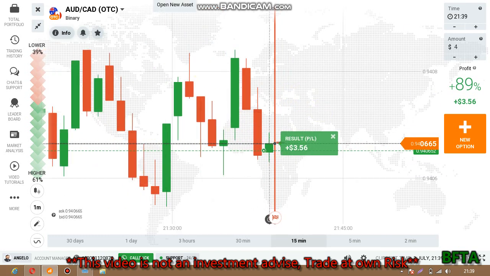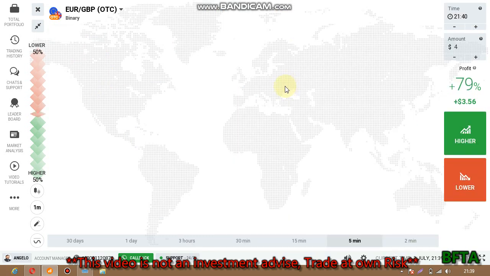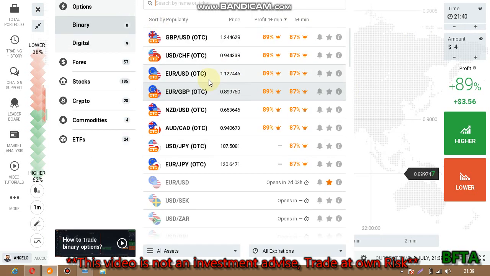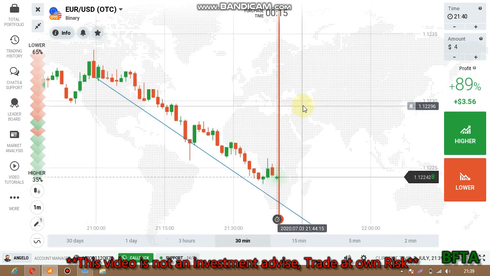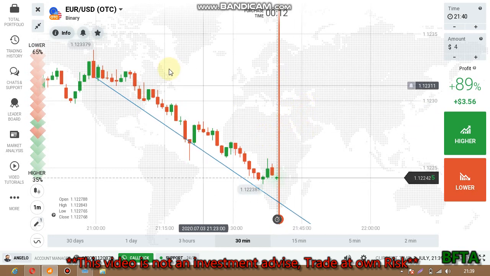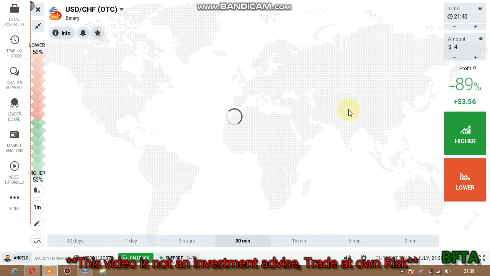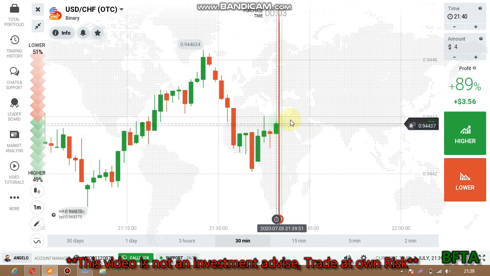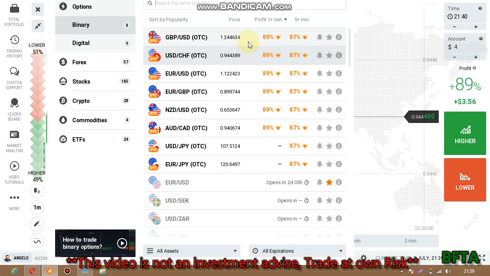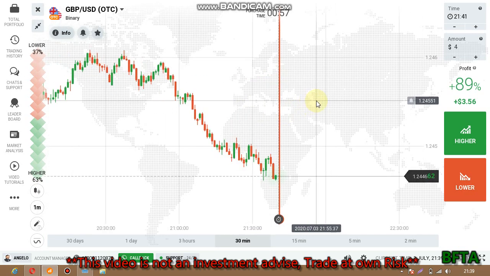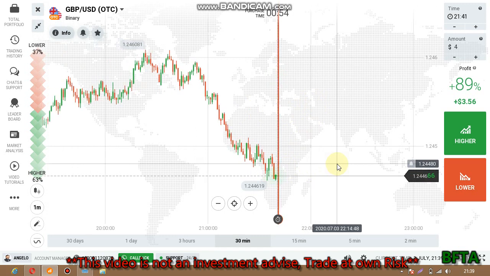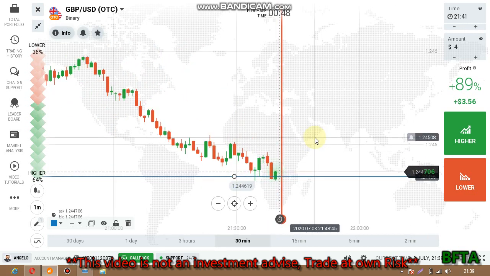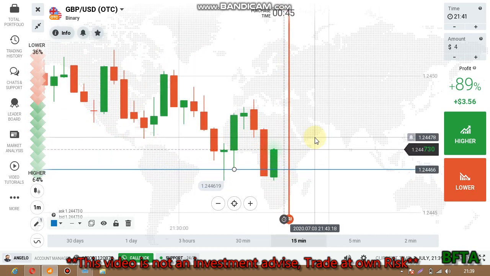This is OTC market for you. You can see the candle is not stable. An opportunity here. There's no opportunity here. There's no opportunity here. So if I can take 4 trades, that would be enough.